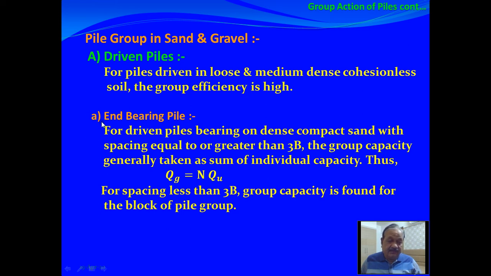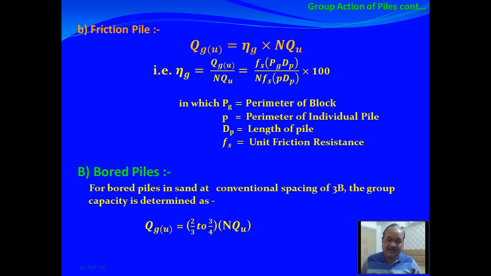Then the first type: if it is an end bearing pile, particularly a driven pile bearing on dense compact sand with a spacing equal to or greater than 3 times B, the group efficiency is generally taken equal to the sum of the individual capacities. Thus Qg is equal to N into Qu. For spacing less than 3 times B, group efficiency is found out for the block of a pile group. This is for end bearing driven piles in sand and gravel.